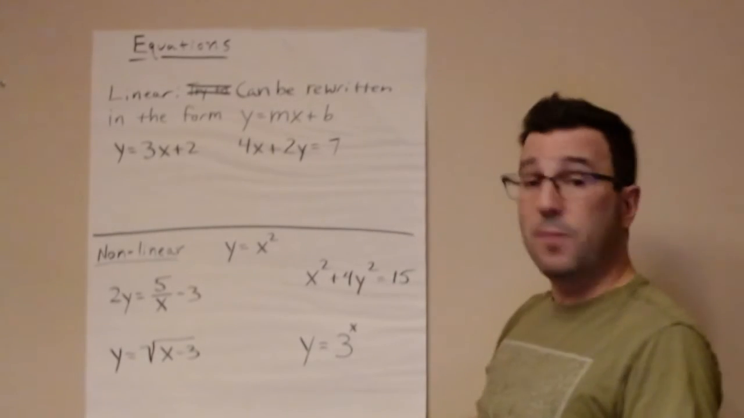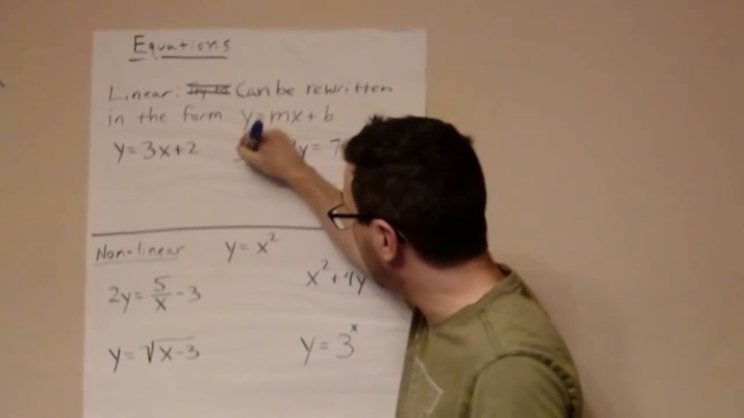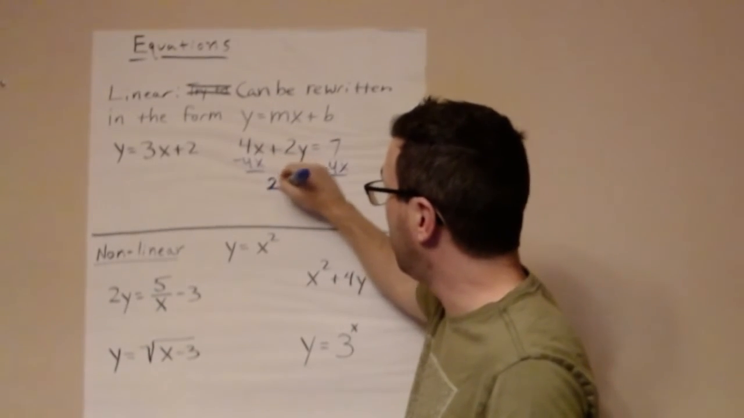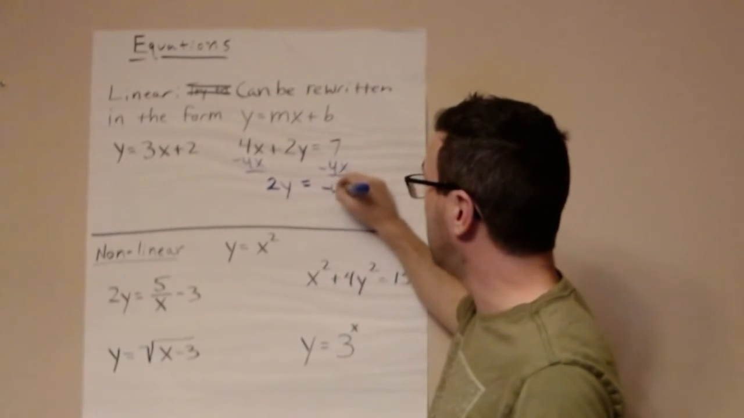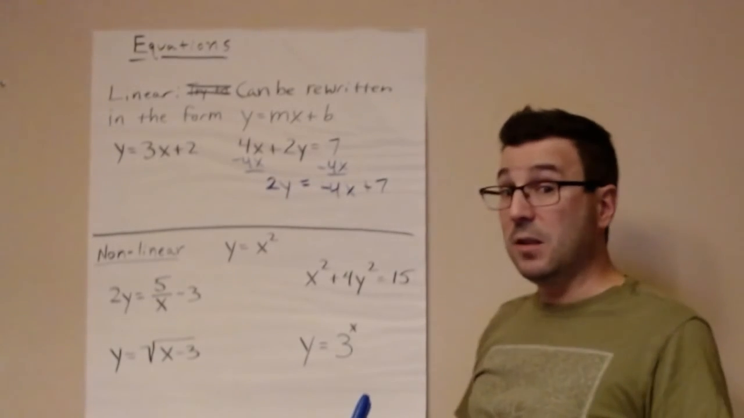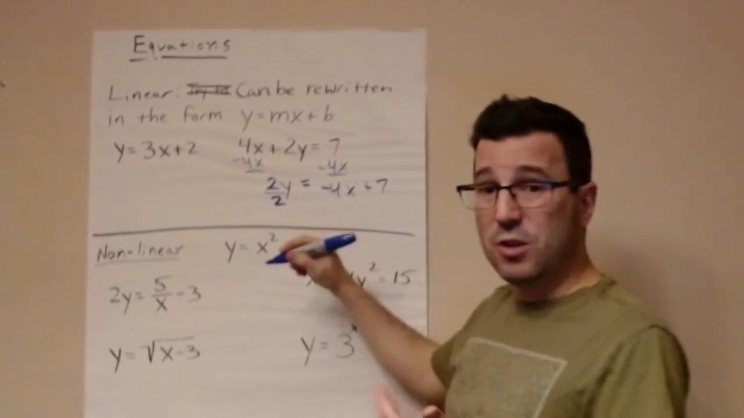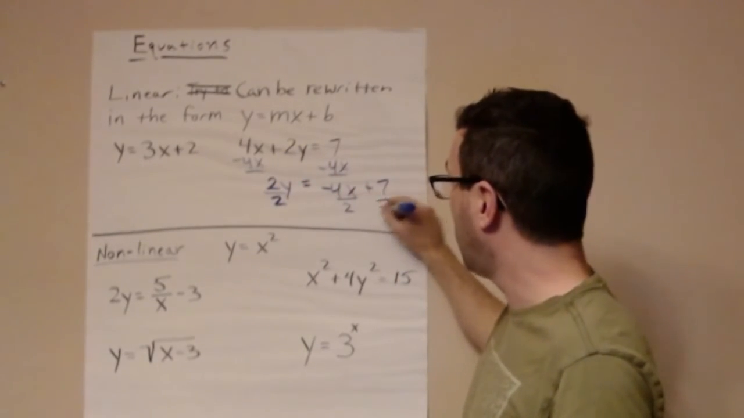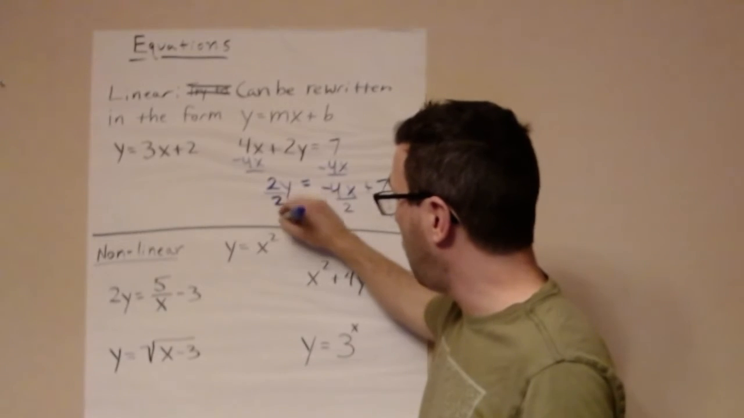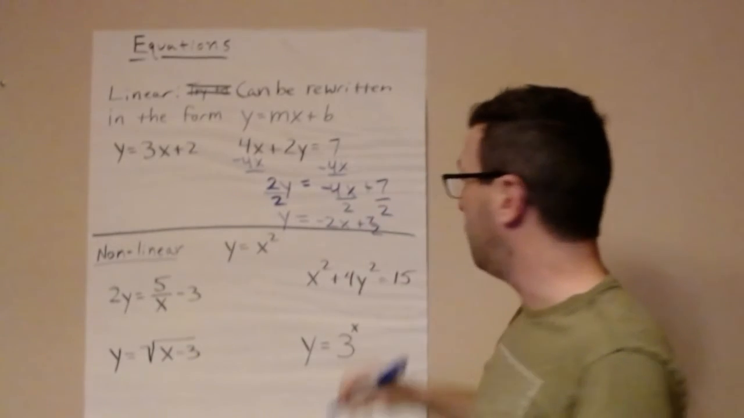So when I look at this, the first thing I'm going to do is move my 4x to the other side. I'm going to subtract 4x from both sides. And now I have 2y equals negative 4x plus 7. It's kind of looking like it's in y equals mx plus b form. So I want my y to be just y, so I'm going to divide everything by 2. And when I do that, I run out of room. But I get y equals negative 2x plus 7 over 2.